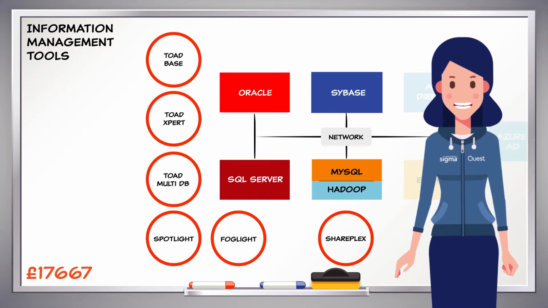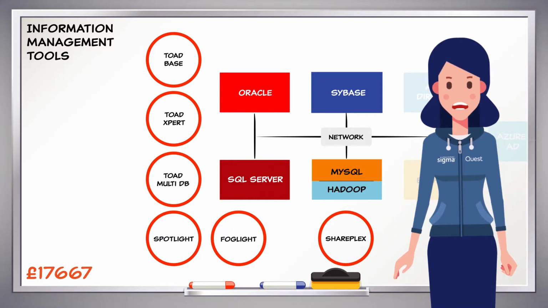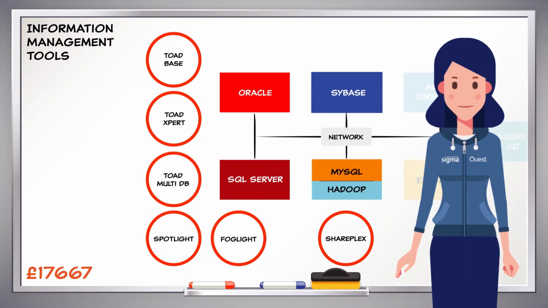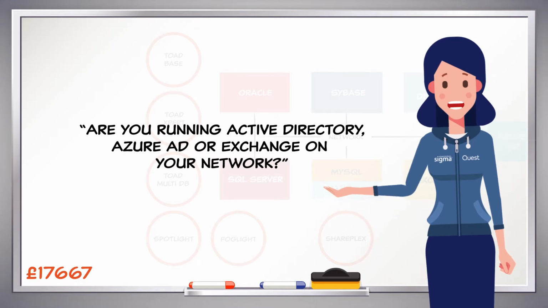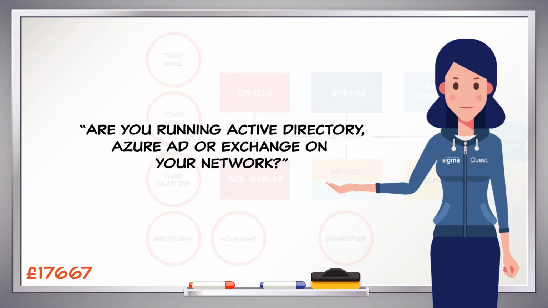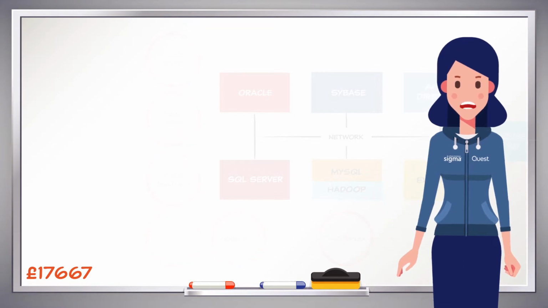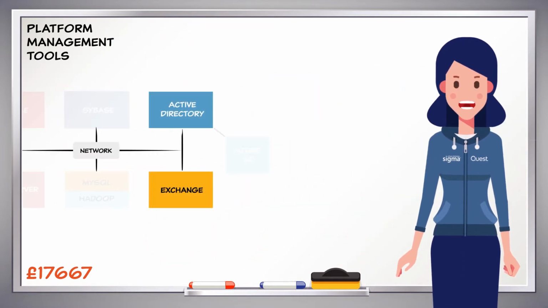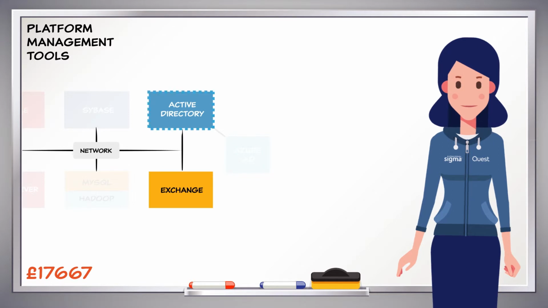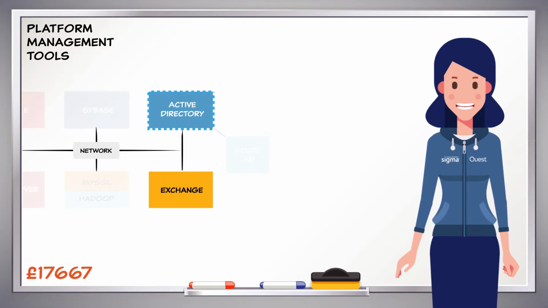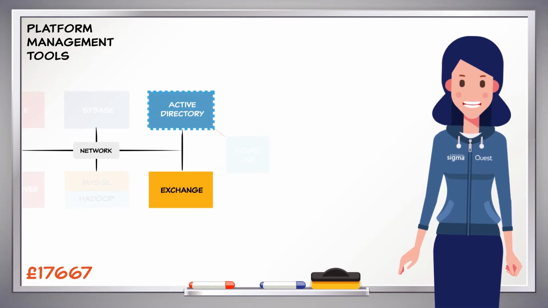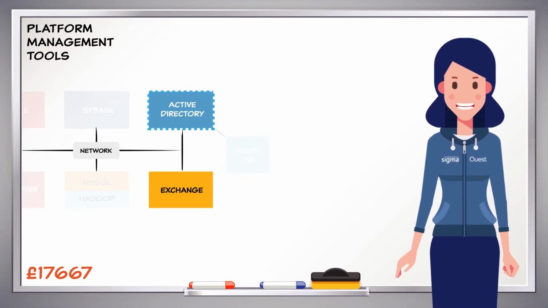To move into Quest's second solution area, then you only need to ask one question. Within your infrastructure of applications, are you running Active Directory, Azure AD, or Exchange on your network? If the answer is yes, then Quest's platform management tools are your next step. Active Directory is a cornerstone of any business. If your Active Directory doesn't work, nothing else will work as it's connected to your access rights within this environment.